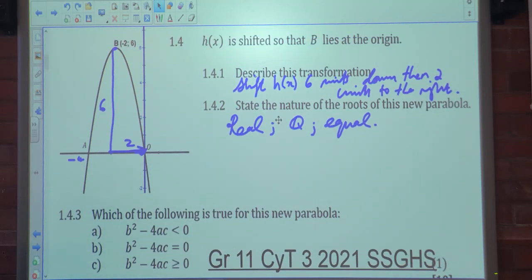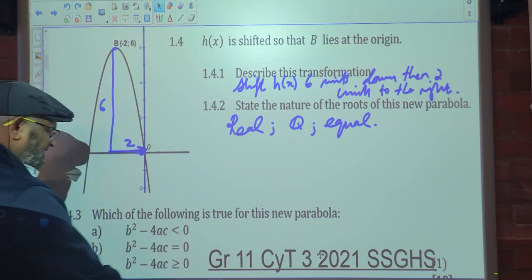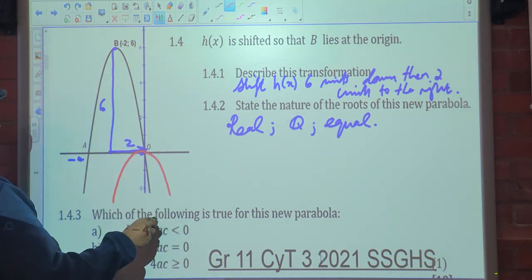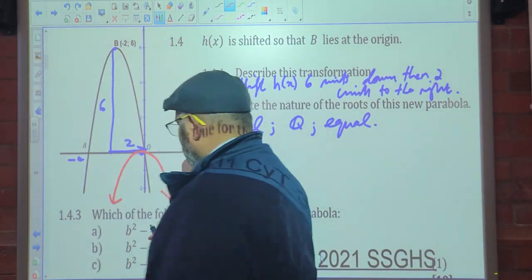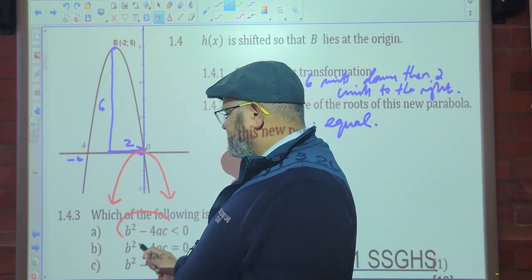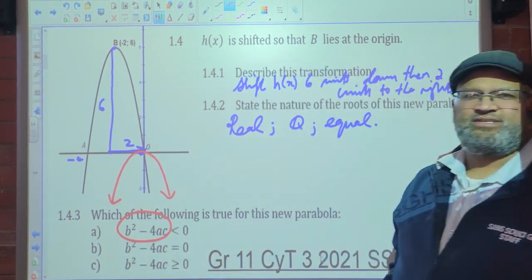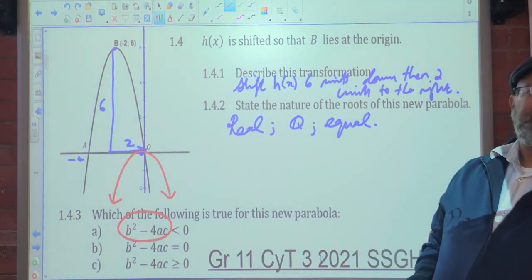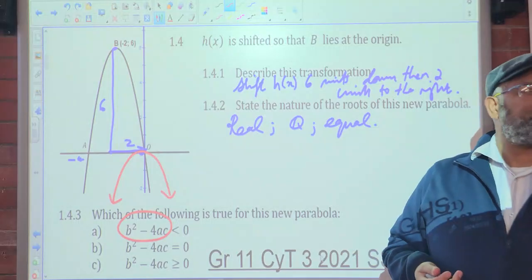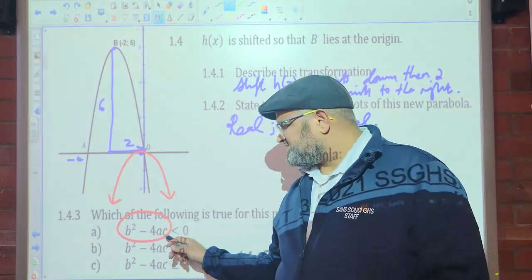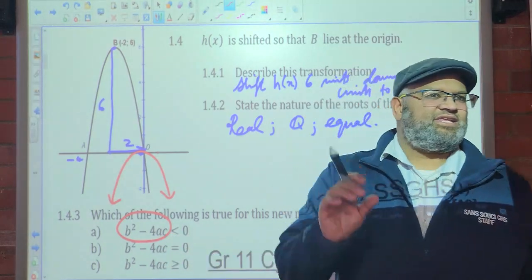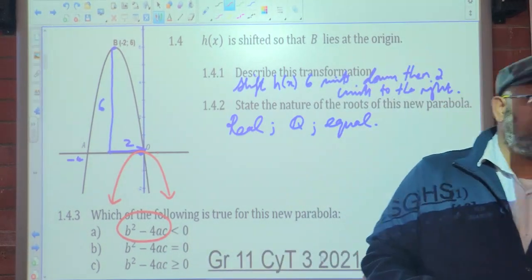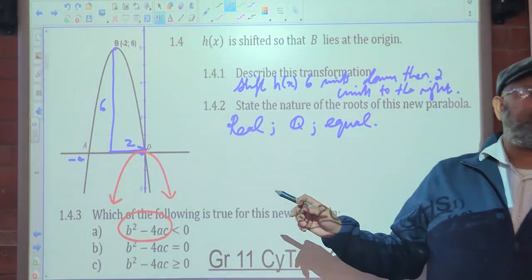Which of the following is true for the new parabola? What was the new parabola? The parabola that was going through like that. Not so? Which is true for the new parabola? Now, when we get b squared minus 4ac, what is this? A delta. A delta tells us about the nature of roots. Not so? So if delta is less than 0, what does that mean to say? Delta is negative. With negative roots, it does not cut your x-axis. Not so? But this is cutting the x-axis, so it can't be that one.